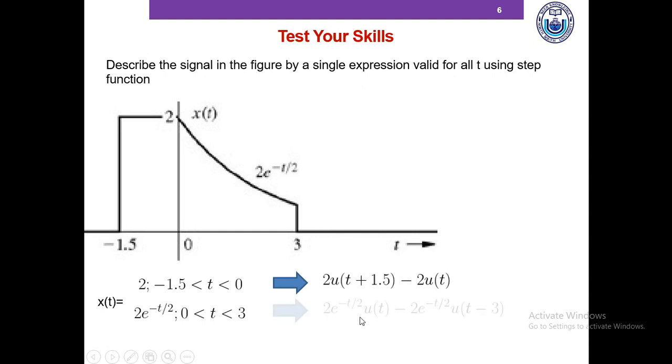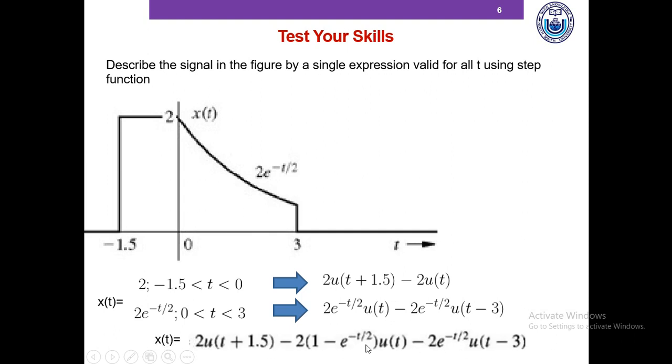And this can be expressed as 2 e to the power minus t by 2 u of t minus 2 e to the power minus t by 2 u of t minus 3. So basically the difference of a step function that starts from 0 and another one that starts from 3. And what we do next is we just sum these two equations to obtain the final expression of x of t with respect to u of t, the step function.